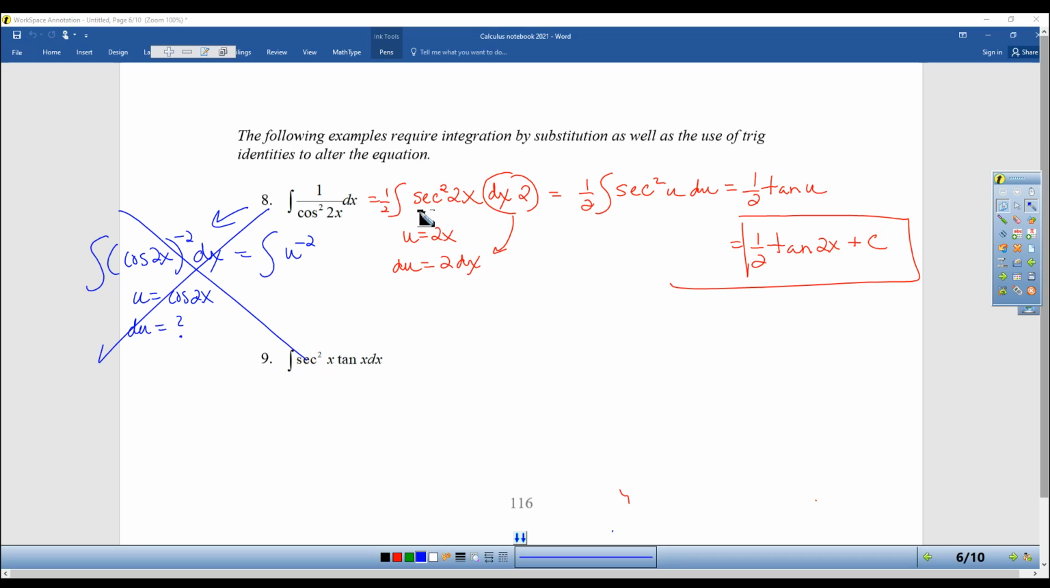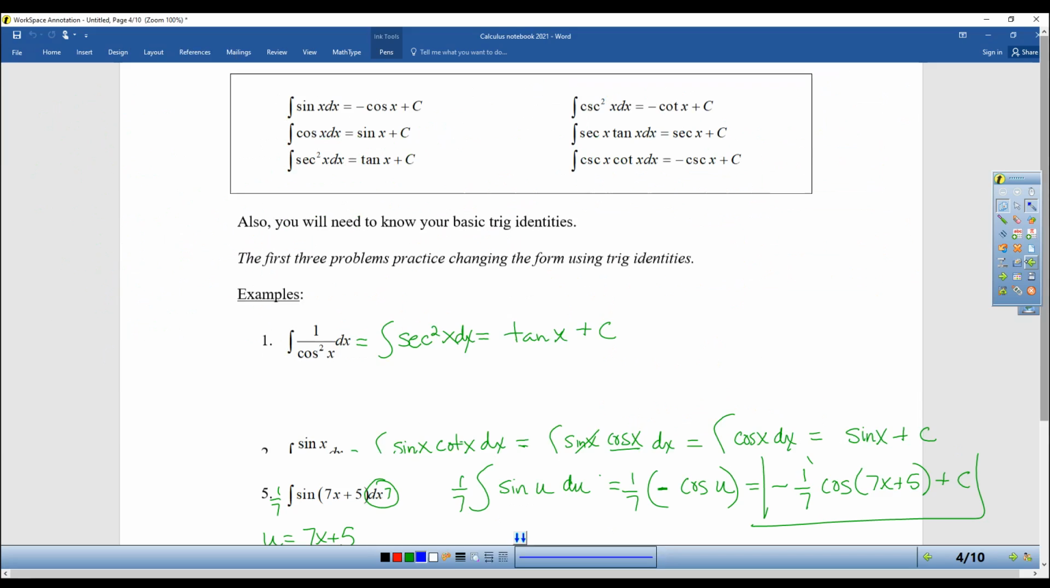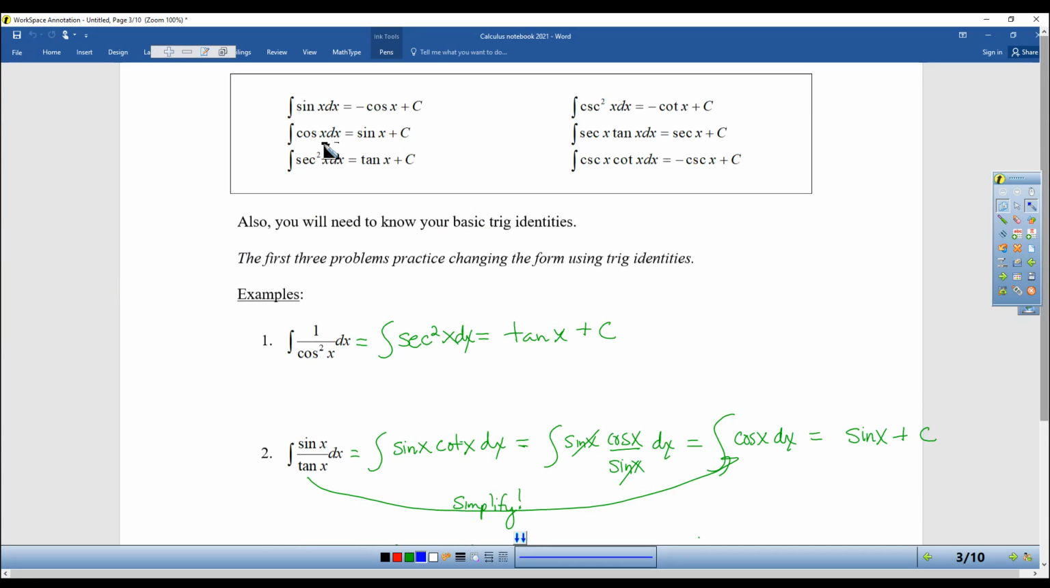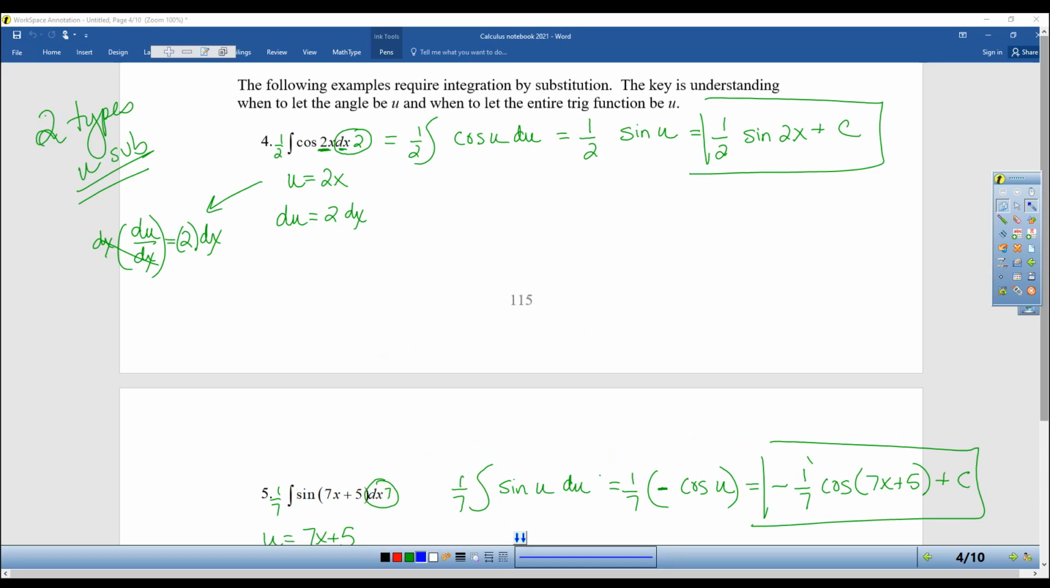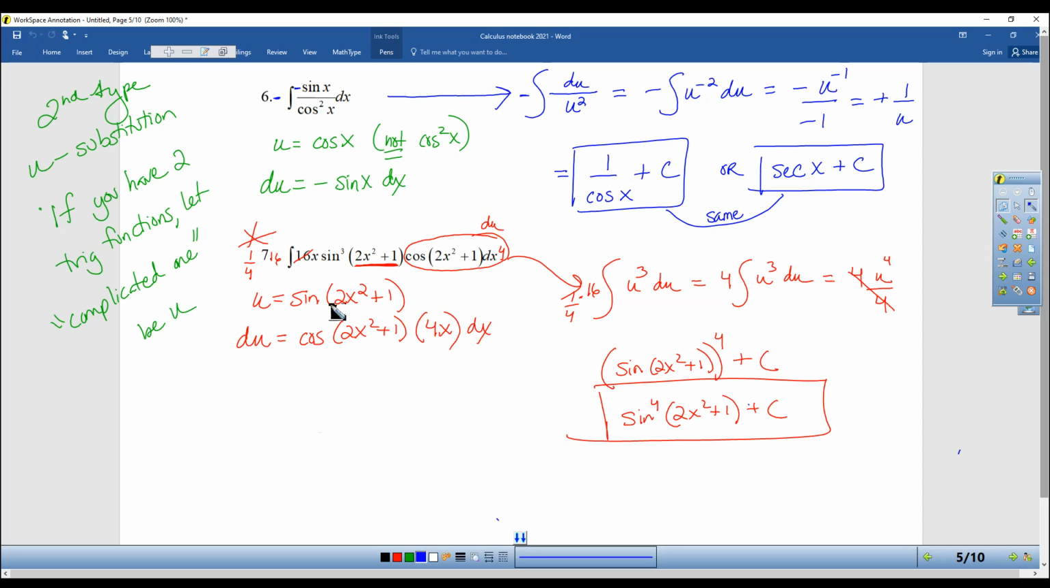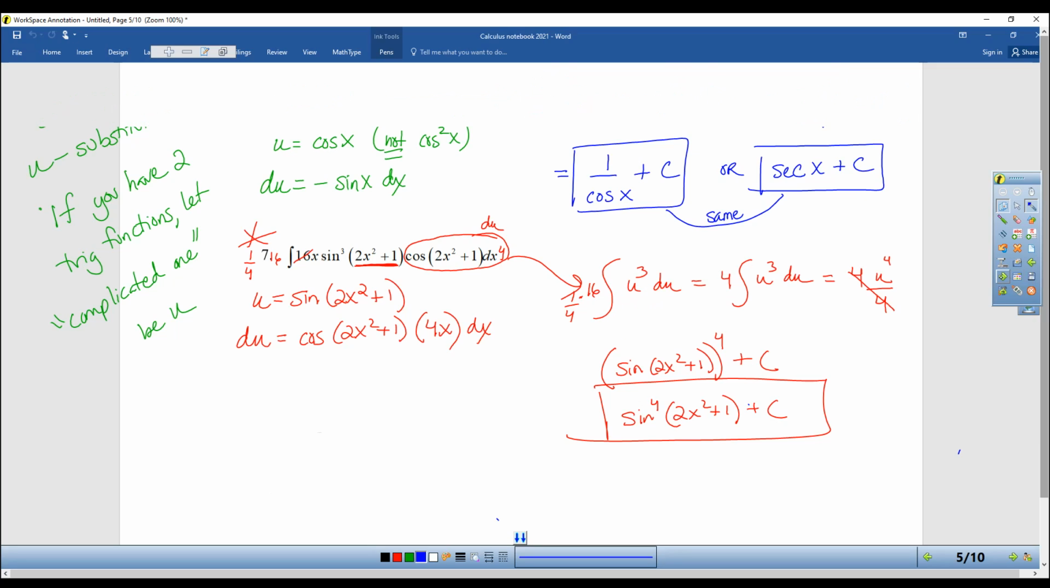You're always trying to get something on your list of 6. This list of 6 is key. You have to get something on your list of 6, or if you have two trig functions, then one of them is u and one of them is du, and then you don't need your list of 6 because you've gotten rid of trig altogether. You've written a problem without any trig at all.